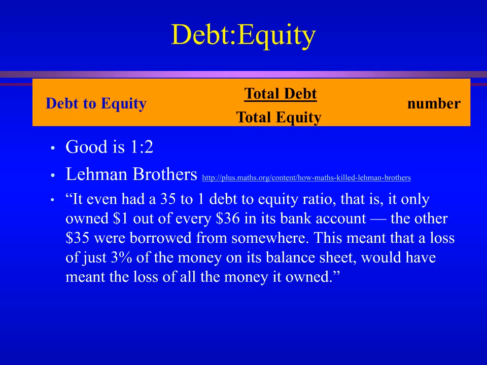So if I was going to multiply the numbers together, that means the Lehman Brothers debt to equity was 70 times out of whack. Okay, 70 times. If we follow that link, it gives you a big long article, but the meaning of it is basically in this quote. The company itself only owned $1 out of every $36 in its bank account. So it had $1 in equity for every $35 in debt. They borrowed it from someplace else. So if they lost the money on the 3%, it would have meant the loss of all the money it had in the company.